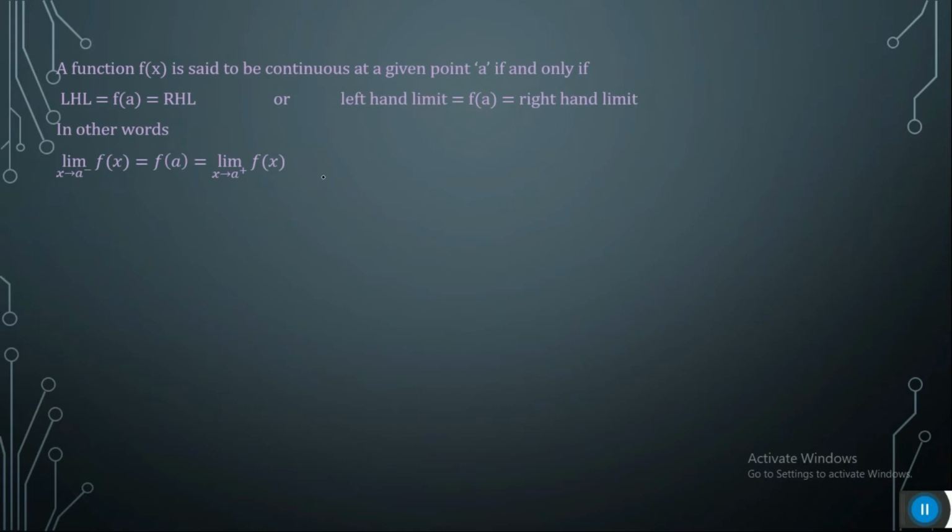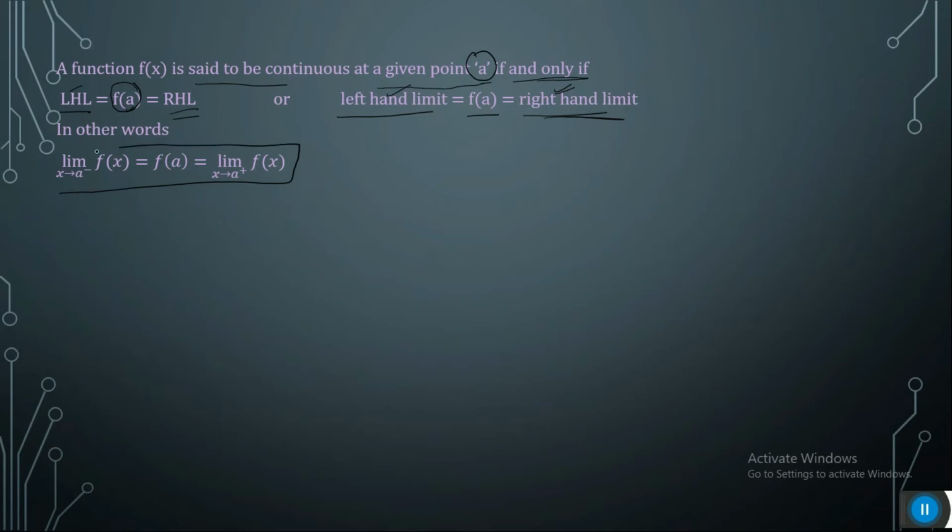And now let's see the definition. A function f(x) is said to be continuous at a given point a if and only if. If and only if what happens? Left hand limit is equals to the value of the function at the given point, that is a here, see, and it is equals to right hand limit. Left hand limit equals to f(a) equals to right hand limit.